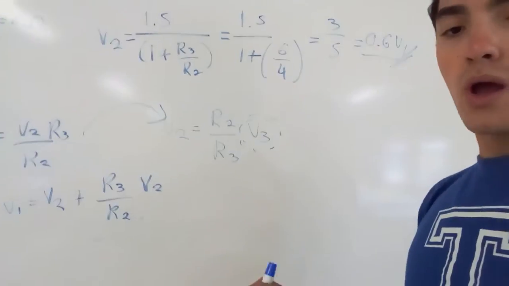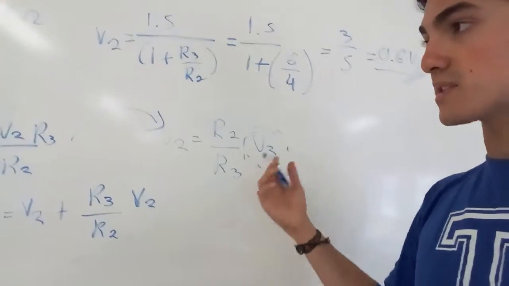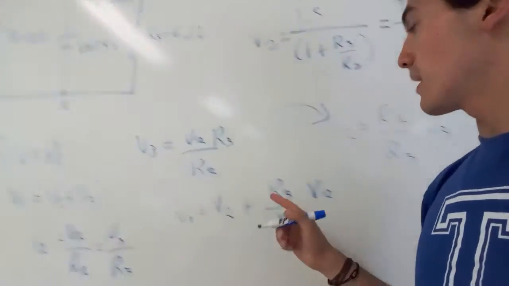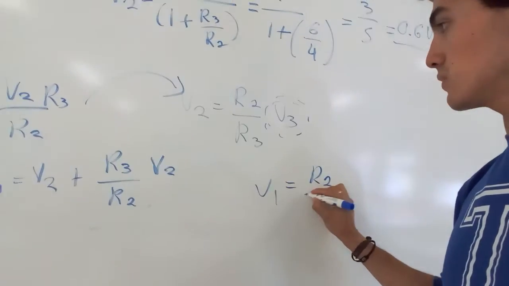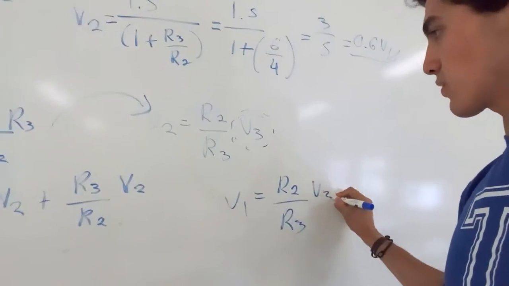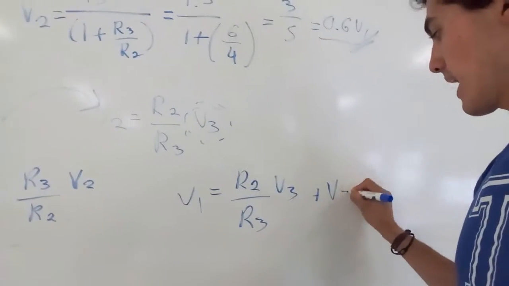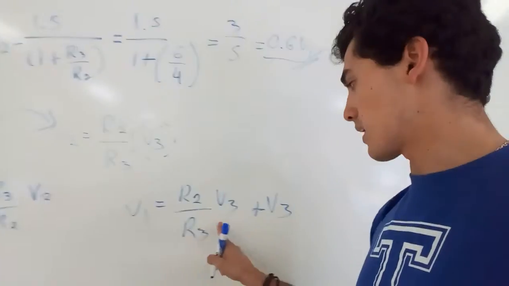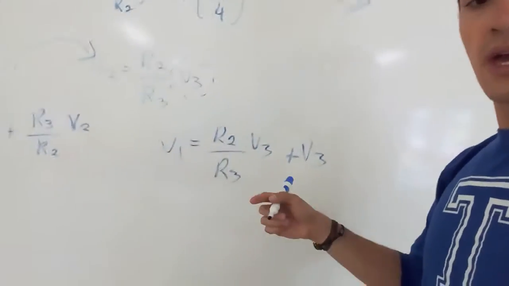So once we know this part, we can substitute it in this part again as we did in here. So the voltage 1 is equal to the resistance 2 over the resistance 3 times our voltage 3, that is V2, plus our V3. And now we are only using our voltage 1 and our voltage 3, and we are leaving the voltage 2 out of the operation.